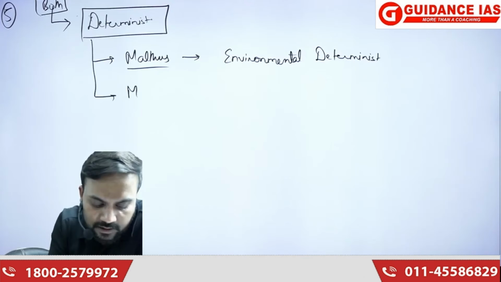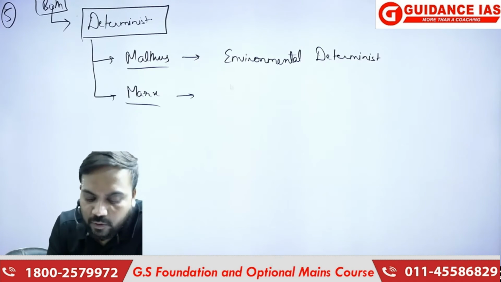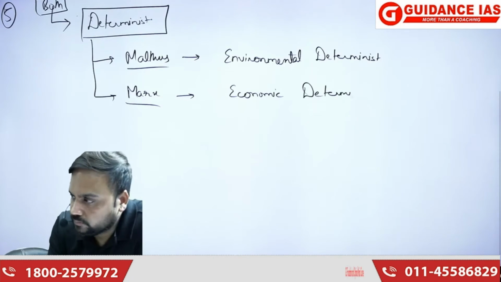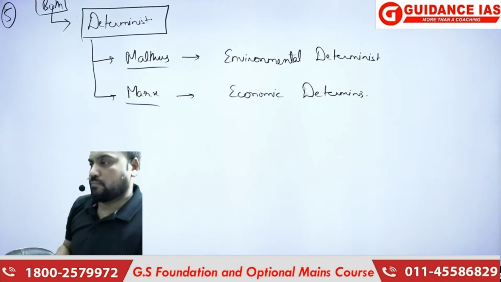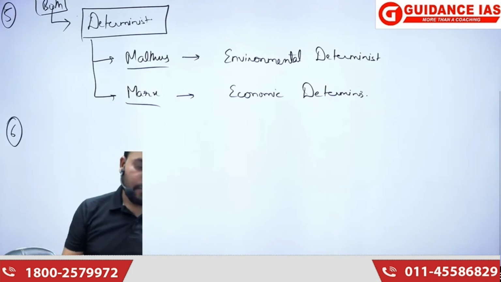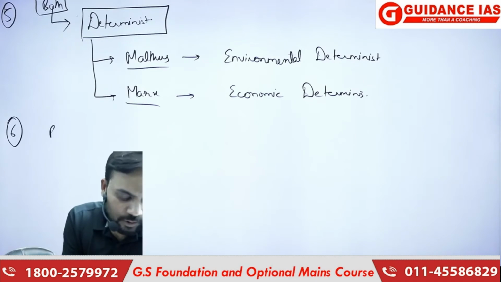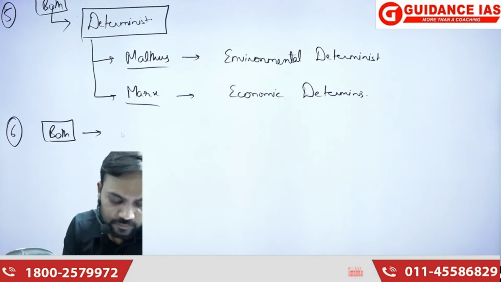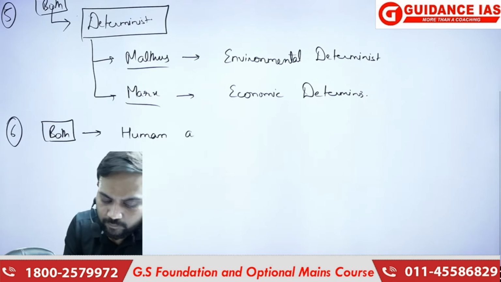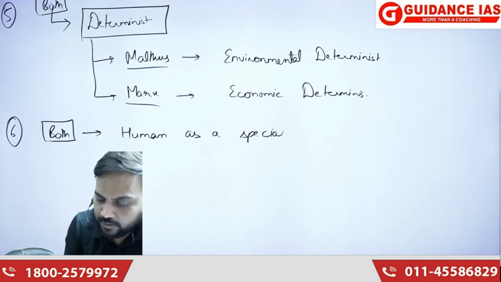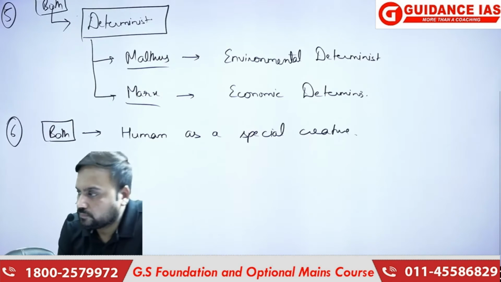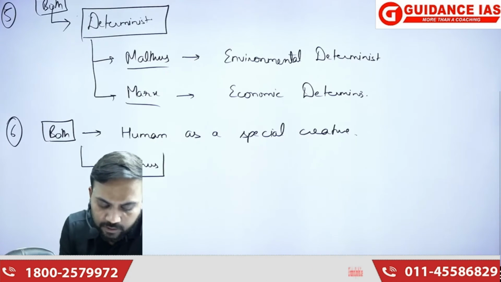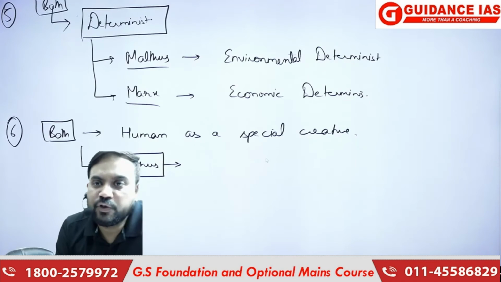Determinist. On the other hand, as we said, Marx was more of an economic determinist. Then both of them saw human as a special creature. But for Malthus, this specialness was more of spiritual.